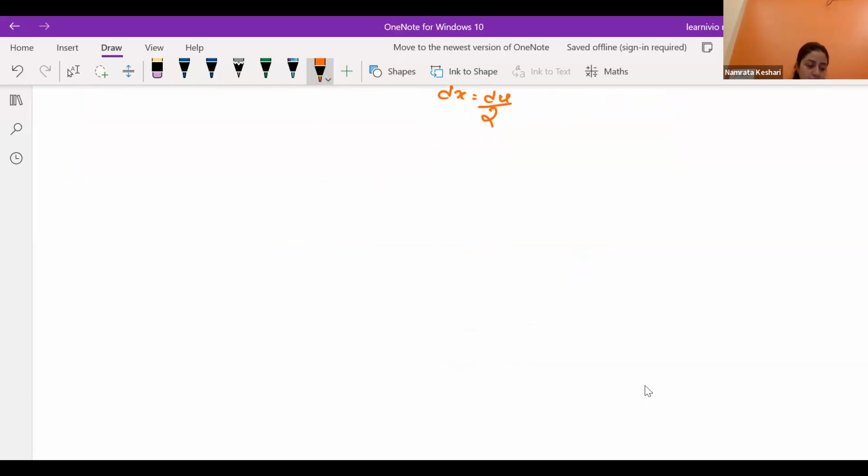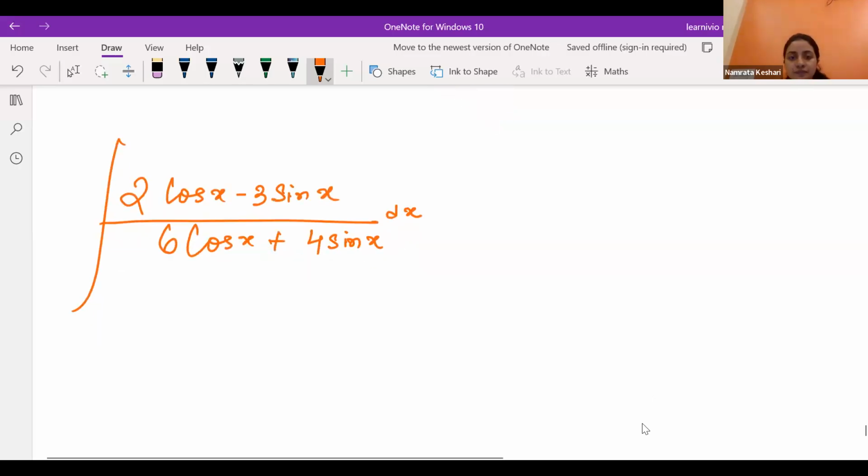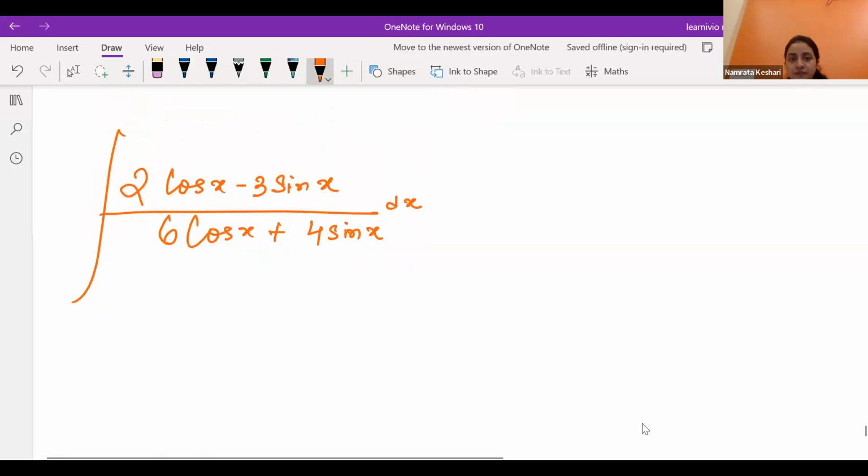this one you will be able to do, the sine inverse one. Suppose we have 2 cos x minus 3 sin x over 6 cos x plus 4 sin x, then what to do, Annapurna? Think about it just a second, no?